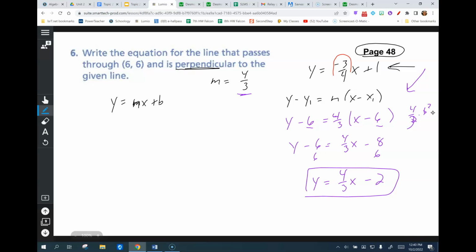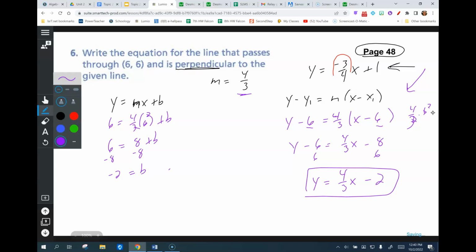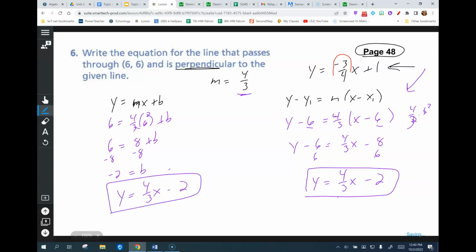I'm going to show how to do the y-intercept, so I'm going to plug in 6 is equal to 4/3 times 6 plus b. So I get 6 is equal to 8 plus b, subtract 8, I get negative 2 is equal to b. So my final equation here is y equals 4/3 x minus 2. That shouldn't be surprising because we just saw it over there. Hopefully your brain is starting to figure out which one you like better.